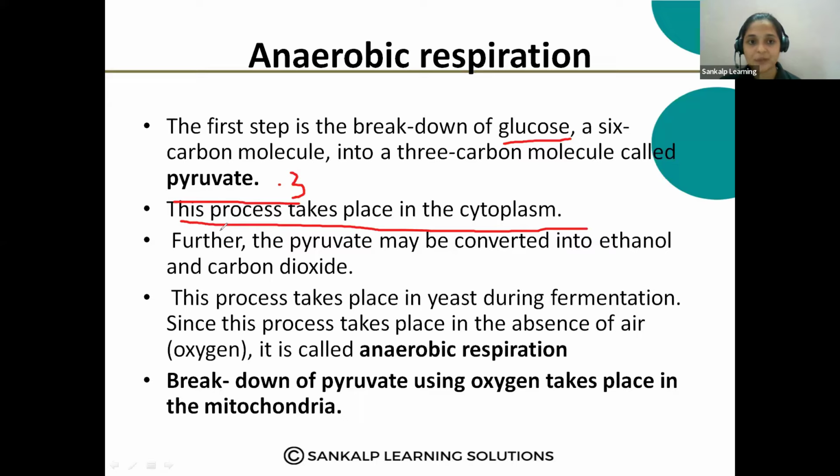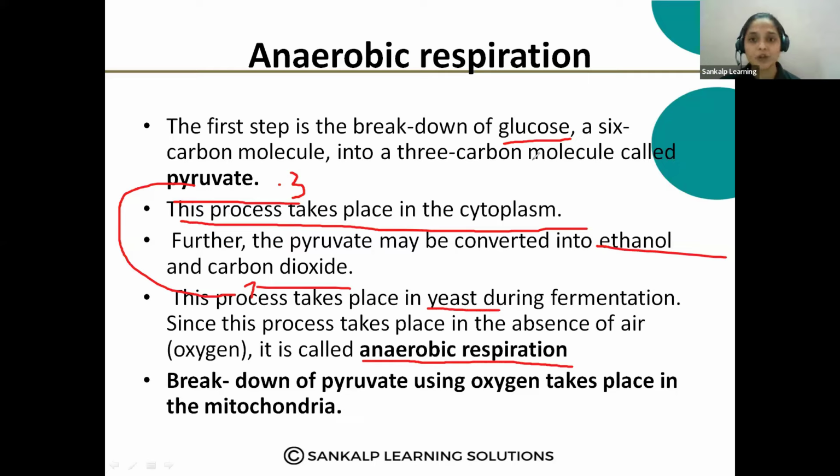In the next step, this pyruvate is converted into carbon dioxide and ethanol. Ethanol is alcohol, right? So alcohol and carbon dioxide are released by breaking down the pyruvate. This process takes place in the absence of oxygen, so oxygen is not required. So it is called anaerobic respiration. Anaerobic respiration takes place commonly in yeast during the fermentation process.